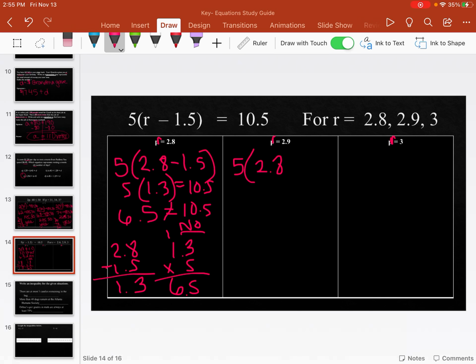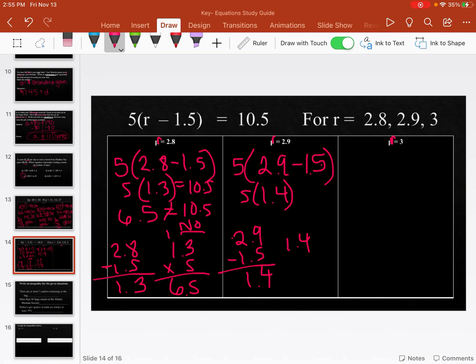5 parentheses 2.8 minus 2.9. Sorry, that should be 2.9 minus 1.5. Let me fix this one. So it's 1.4 times 5. So 7 does not equal 10.5. So that's also a no.